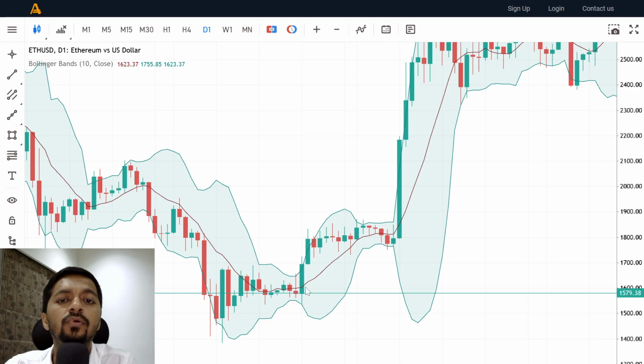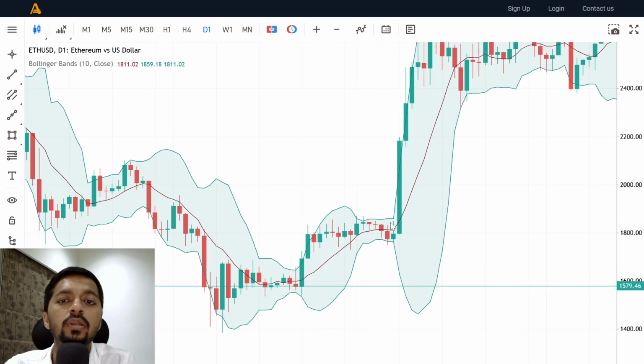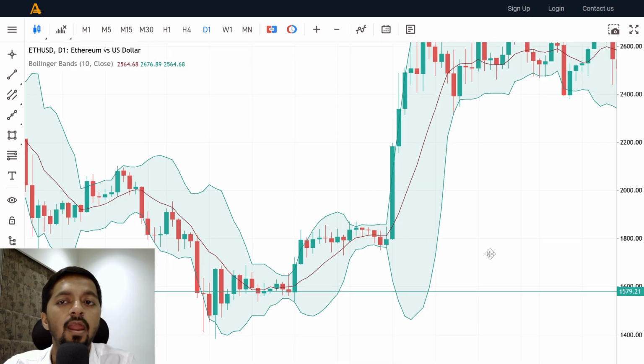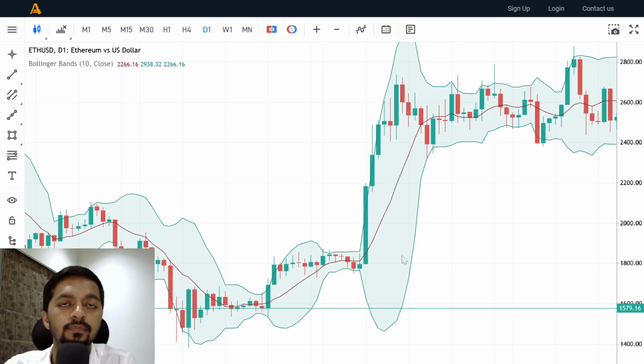If you look at this, there is a formation of a flag and pole pattern. This is the flag and this is the pole. In the flag zone, the Bollinger Band is getting contracted, and as and when the Bollinger Band expands and price breaks this narrow range of the Bollinger Band, this is the point where we can enter our trade, confluencing with the chart pattern, and see the result we get over here.